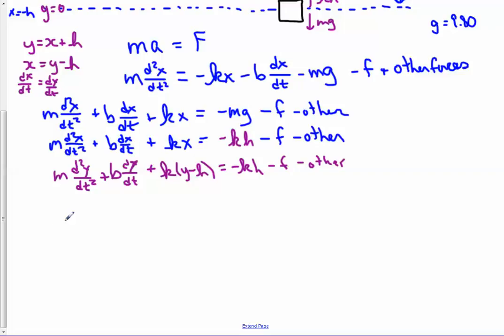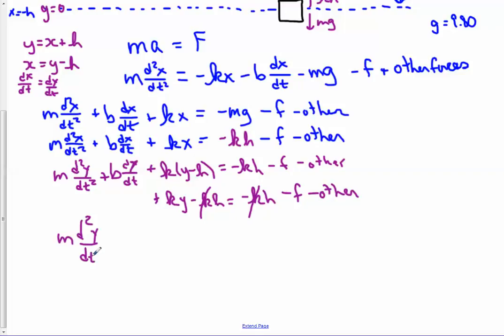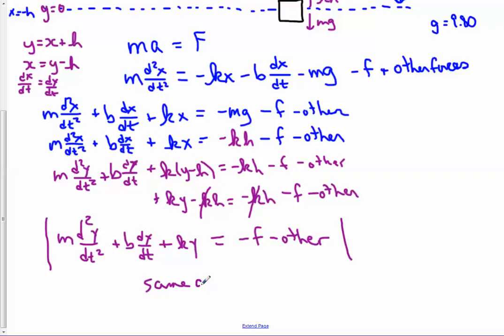Now, why do I want to do that? Well, in the differential equation, notice I have plus ky, and then I have minus kh, and I have minus kh over here as well. And so the minus kh's cancel. And so my final differential equation, in terms of y now, in terms of this new position scale, ends up being exactly the same differential equation as when we did the horizontal spring. So, same as before.